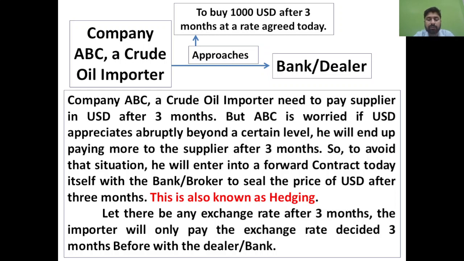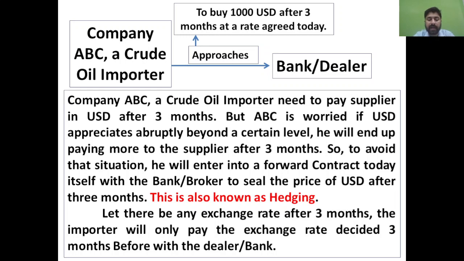But it is not certain that it will be at 83.5. Because of supply and demand and interest rate fluctuations, it could be 85. That is what company ABC is worried about, because if after 3 months the price becomes 85 or more, 86, then company ABC will have to pay more for $1. So that is the risk which company ABC has today. To avoid that situation, it will enter into a forward contract today itself with the bank or dealer to seal the price of USD after 3 months. This is also known as hedging.